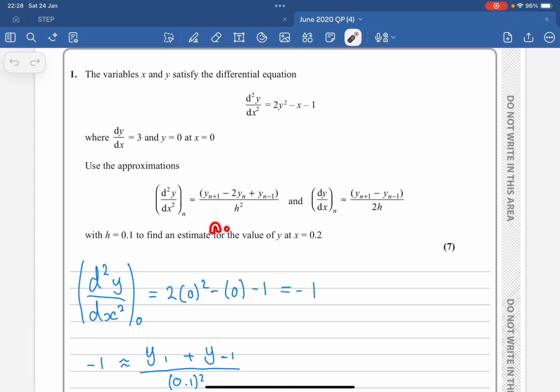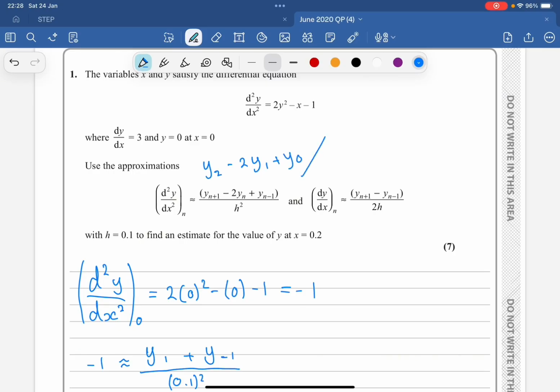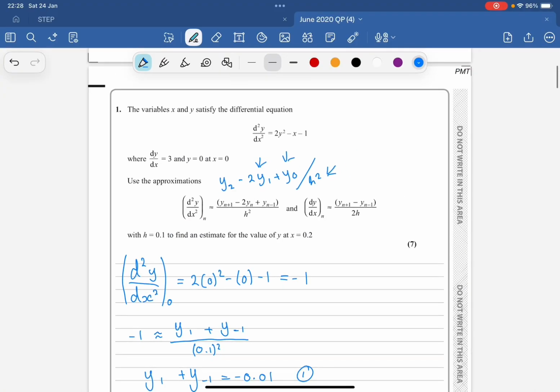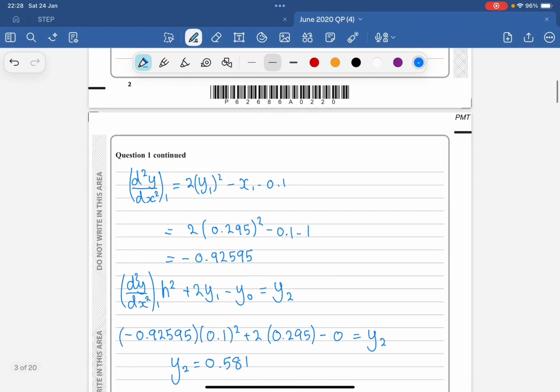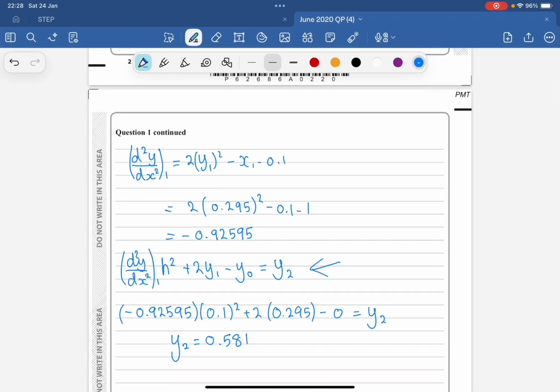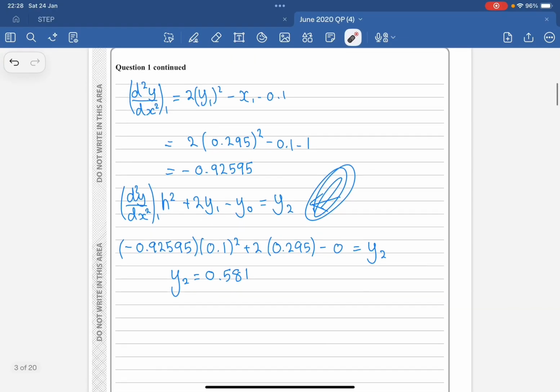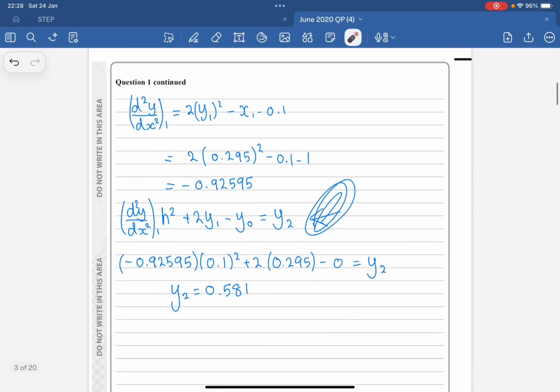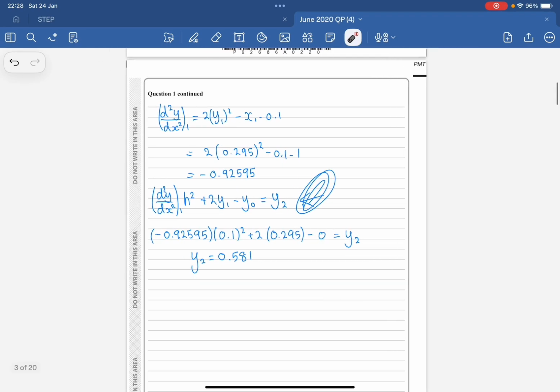So if we do n equals 1 in this formula, we're obviously going to have y2 minus 2y1 plus y0 divided by h squared. And we know this variable, we know this one, we know this one, we know this one. We know everything we need to find y2. So rearranging, we get this kind of result here. And yeah, we can just plug in all our stuff, and that tells us y2 is 0.581. Yeah, that's the first question done.